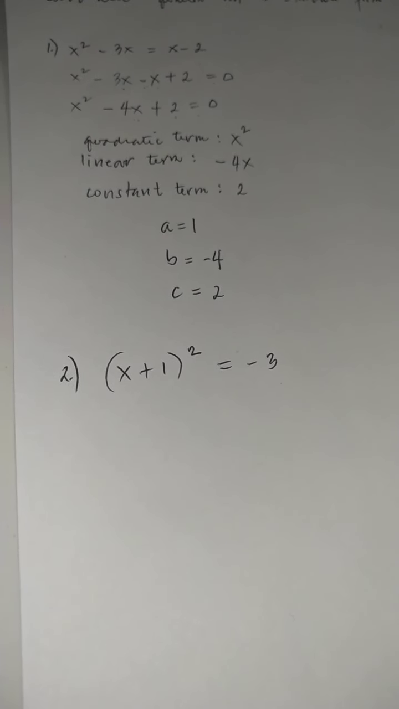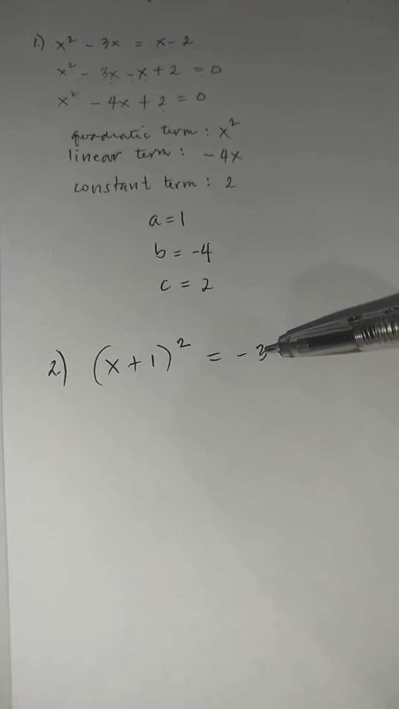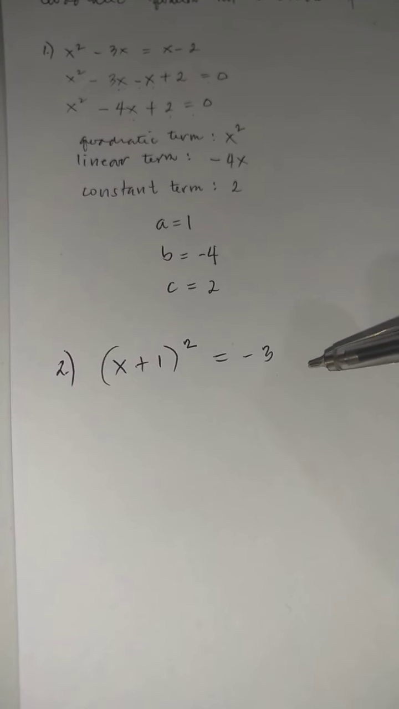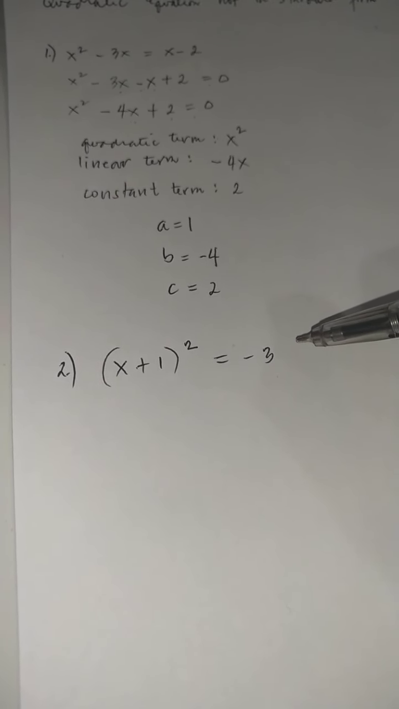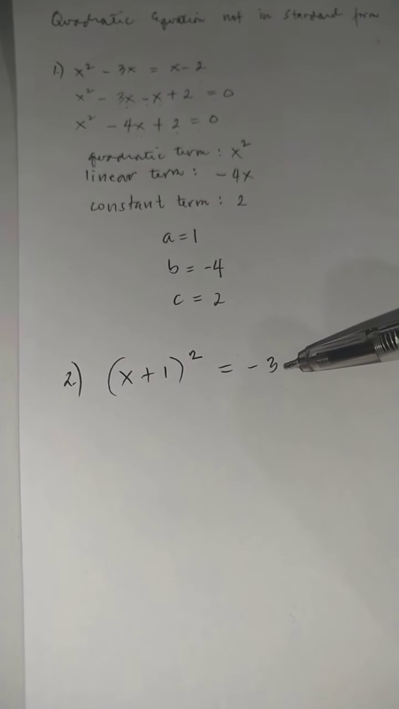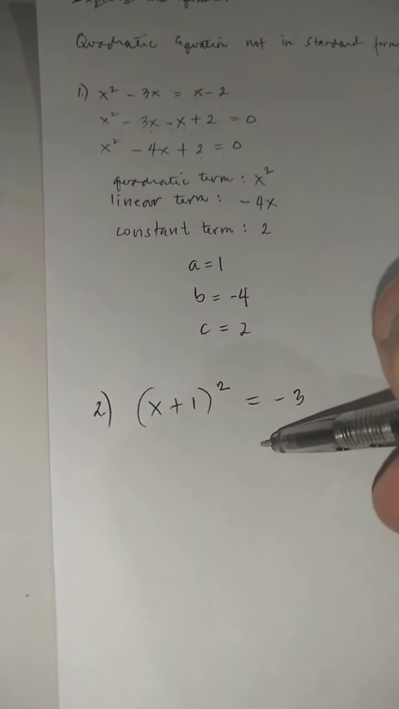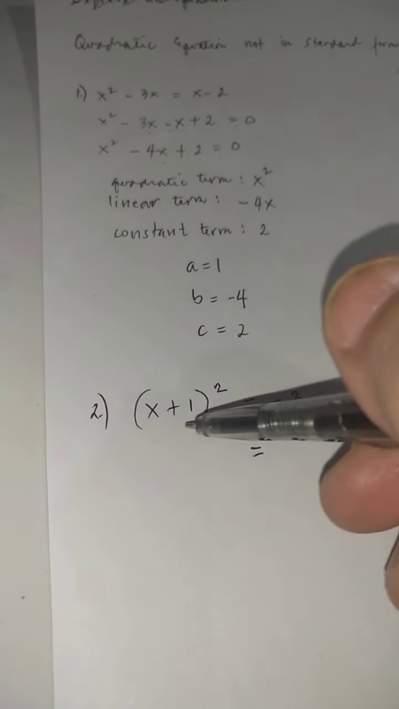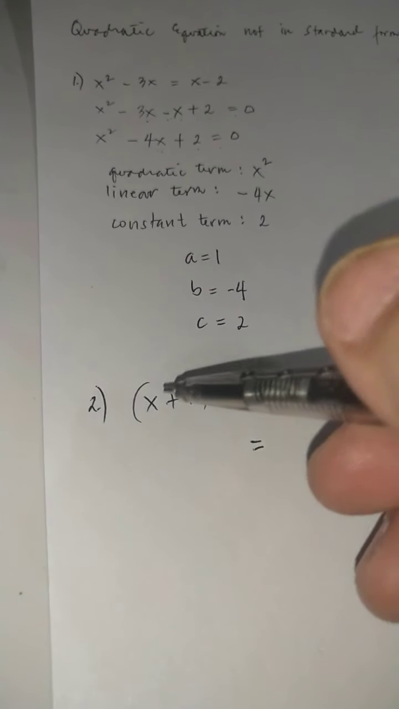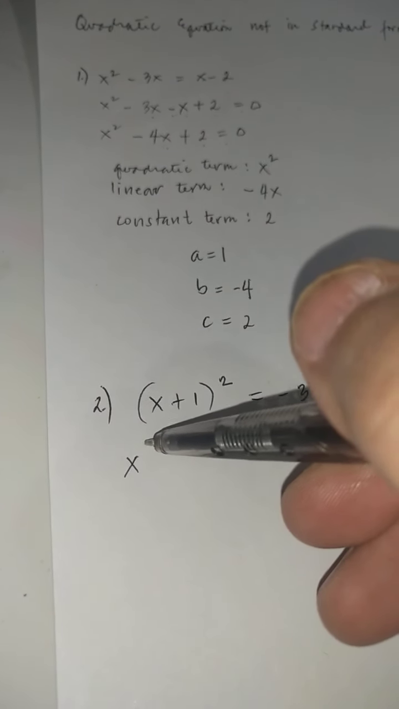Now let's consider example 2. We have the square of the quantity x plus 1 equals negative 3. That quadratic equation is not written in the standard form. So as what we did in example 1, we need to rewrite it into the standard form. First, we have to perform the square, or expand this one. So we have to square the first term. What is the square of x? That is x squared.